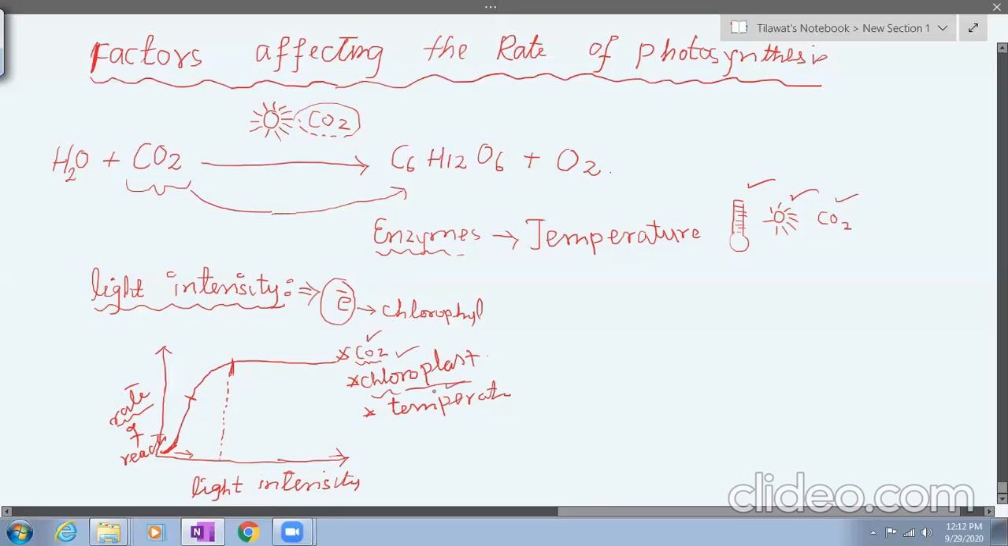Okay, so let's do this experiment, and a scientist proved how it can affect. First I will tell you about the effect of carbon dioxide, and then we will merge both for light intensity and carbon dioxide. I will make another graph in which I will check both these factors.